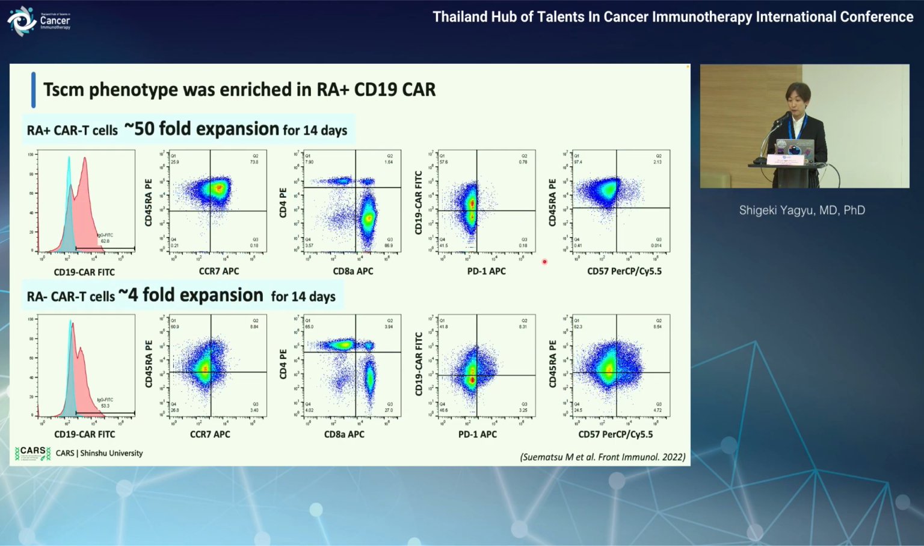Then we cultured the T cells for 14 days to make the CD19 CAR T cells, and we checked the phenotype. Later on, I will refer to these as RA plus CAR and RA minus CAR. As you can see on the top, in RA plus CAR T cells, we can see more significant expansion and higher CAR-positive T cells with a memory phenotype and CD8 dominant fractions, lower PD-1 expression, and lower expression of CD57, a T cell senescence marker, than in RA minus CAR T cells, as you can see in the bottom.